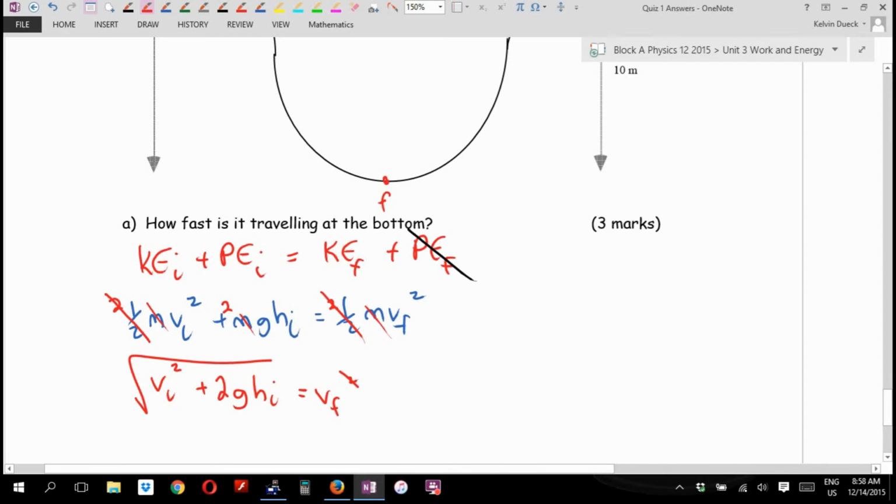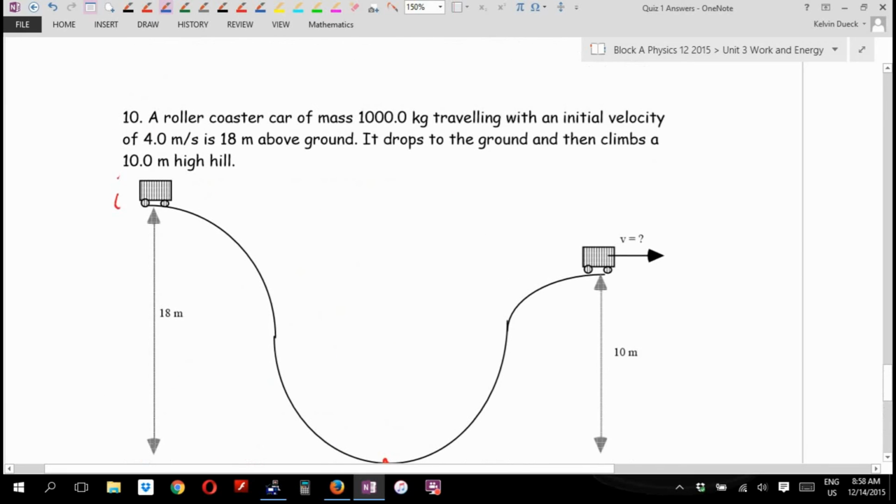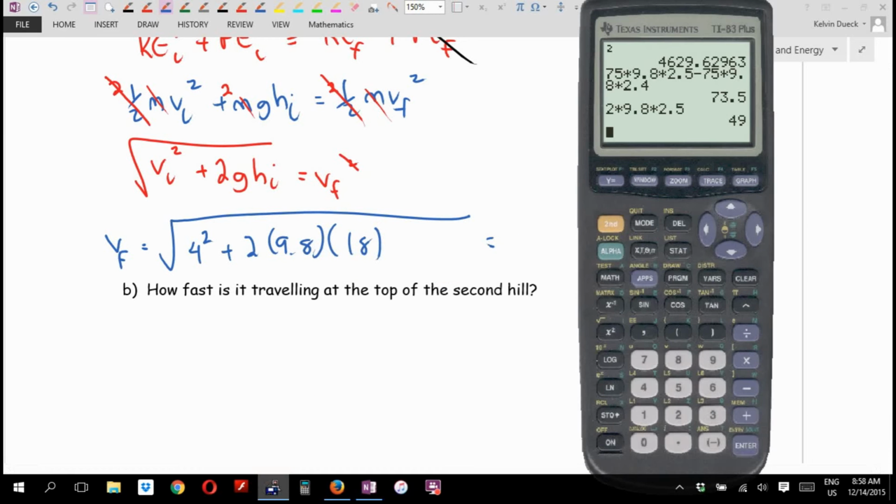Okay. Have we got room? Oh, good. So vf is going to be, was it 4? Where's my numbers? 4 and 18. The square root of 4 squared plus 2 times 9.8 times 18. You're going to look 368 meters. Oh, square root. That's not bad. 19.2.